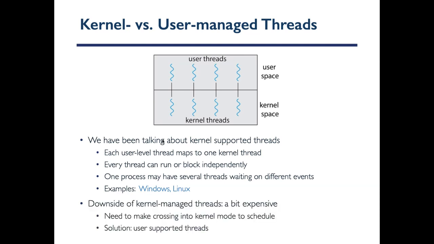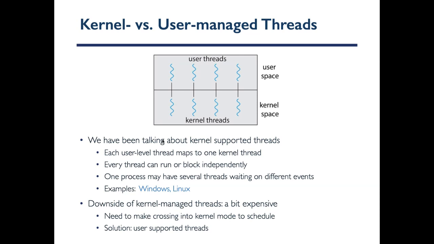So basically all mainstream kernels provide this. And this is basically what you were using in 252 when you were using pthread create and pthread join and all of that, the pthread library that you were using. So inside the pthread library, basically the library is calling system calls to create all these threads for you.